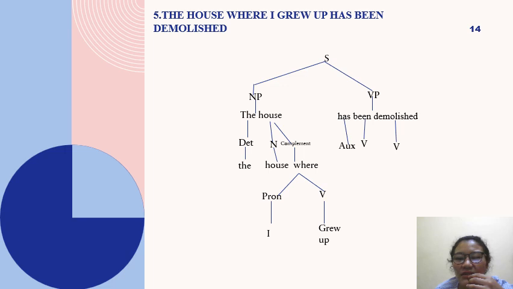And on the left, the verb phrase is has been demolished. Has is an auxiliary, been is a verb, and demolished is also a verb.